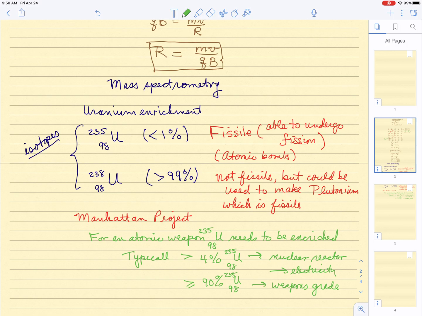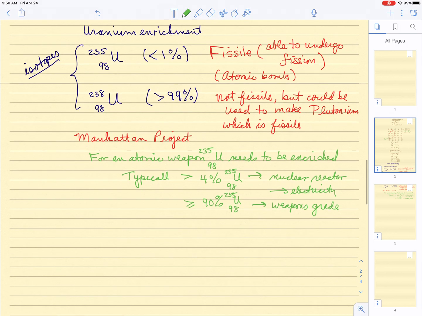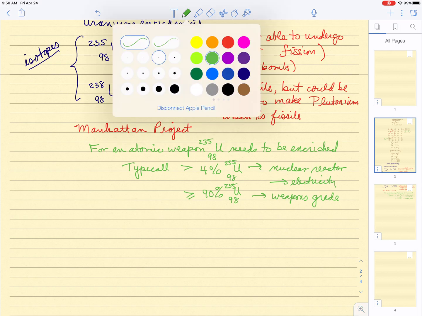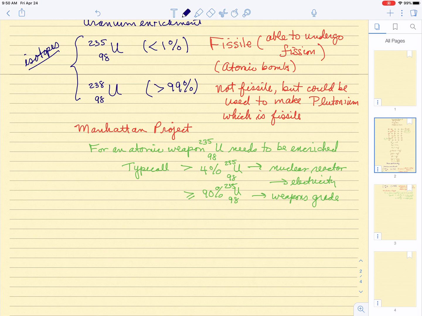So there had to be a way to enrich those, and there were basically two methods that were established during the middle of the last century. One was a gaseous diffusion method. And one was an electromagnetic method.